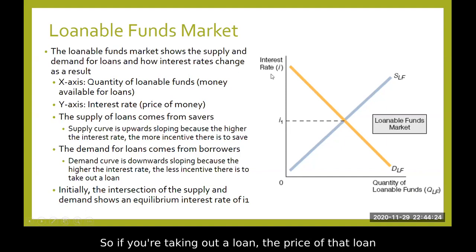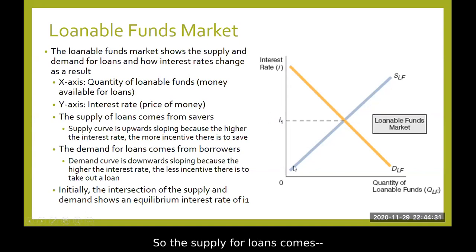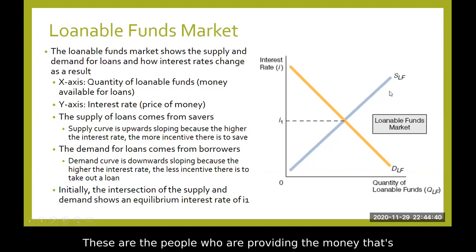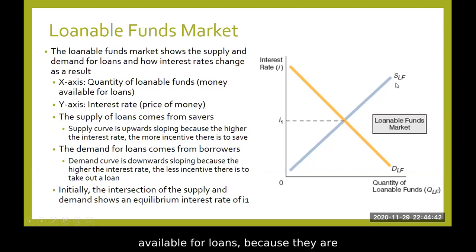So if you're taking out a loan, the price of that loan is the interest rate that you're paying on it. So the supply of loans comes from savers. These are the people who are providing the money that's available for loans because they are spending less than they earn. So they have money left over that they can give out as loans. And we can see that the supply curve is upward sloping because the higher the interest rate, the more incentive there is to save.